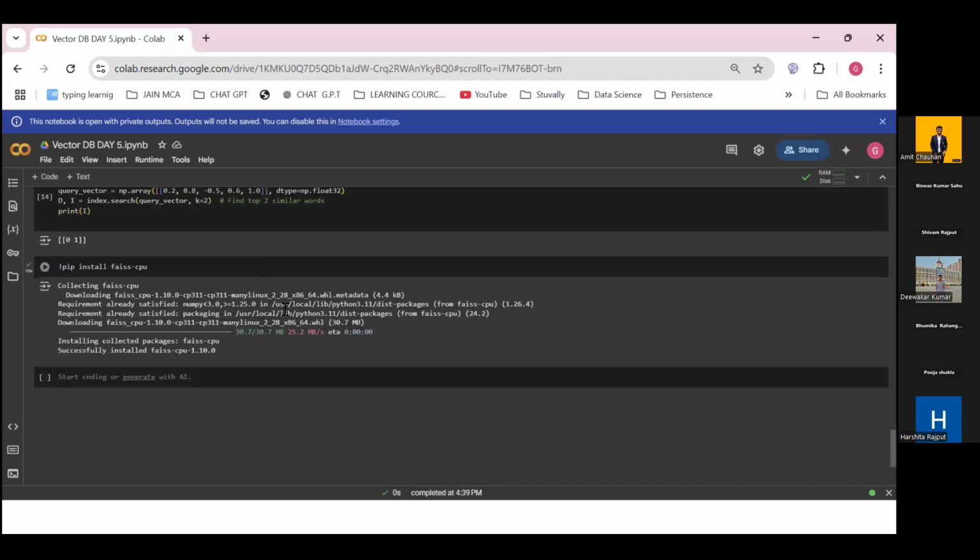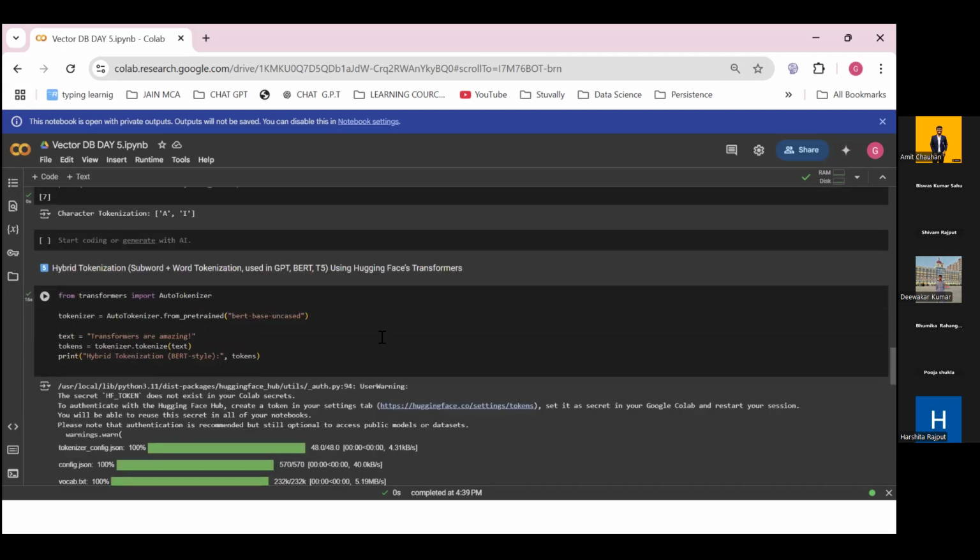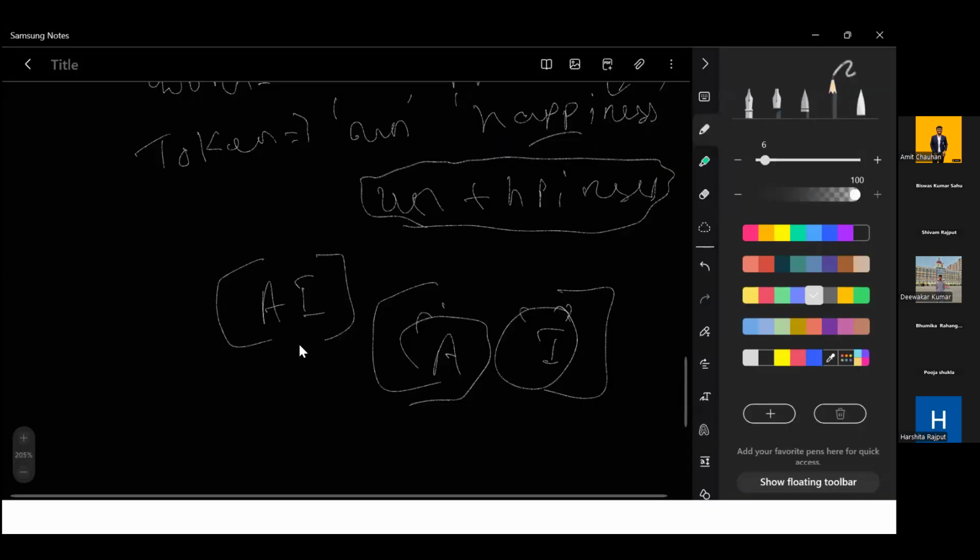Okay. So apart from this, let's see another thing. So far we just learned what tokenization is and how it converts from one form into another. Now let's see how it converts into the next phase.